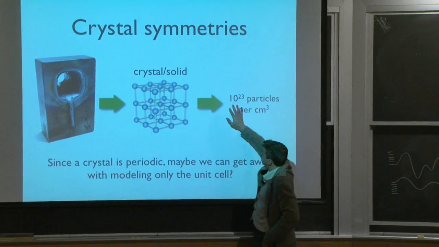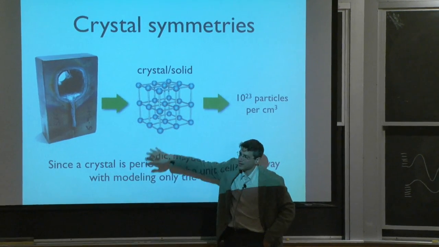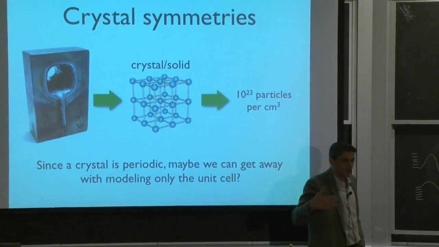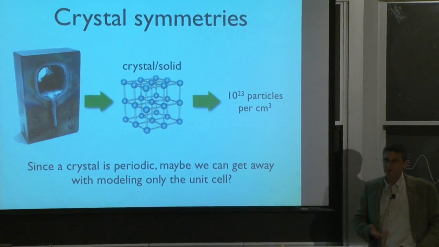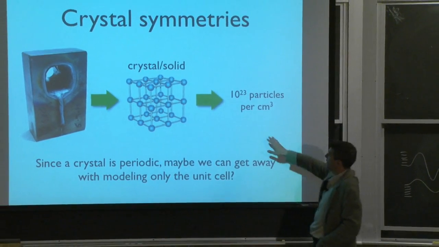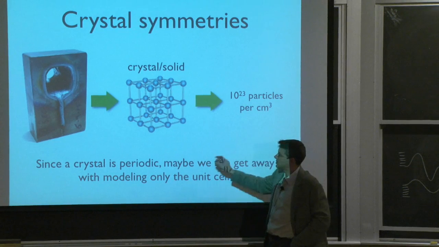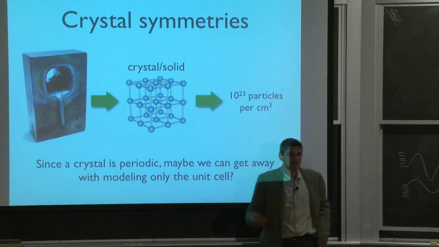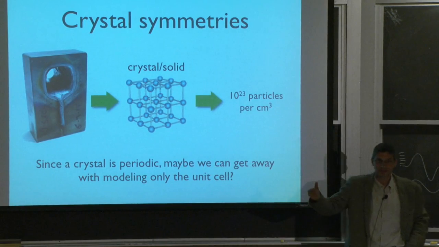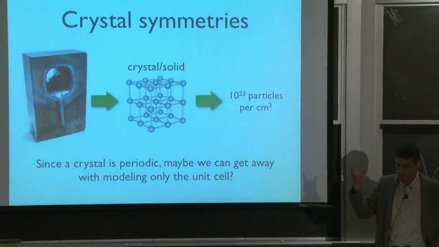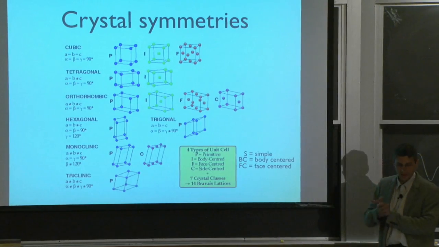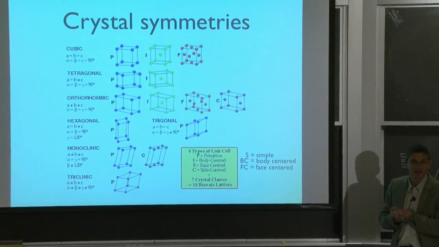Now, because a crystal is periodic, the whole point here is we don't have to model all the atoms. Because if we did, we'd need to model 10 to the 23rd, which would be a bummer. And so what's cool is that since it's periodic, we can just model the ones that repeat. And these are the crystal symmetries that fill all of space, right?